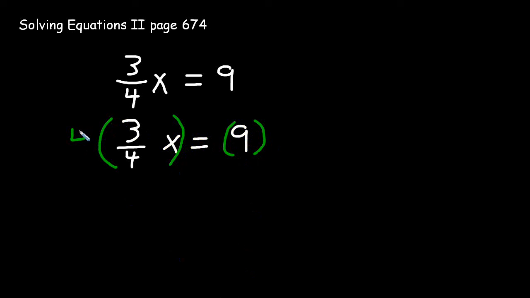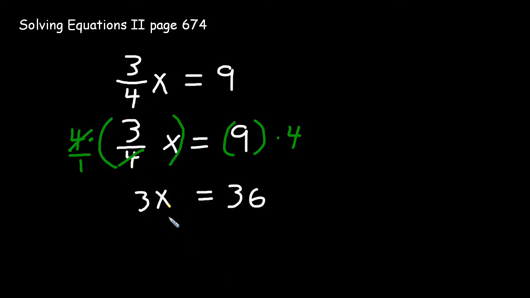So I'll put 4, I'll put a little dot for multiplication. And you can write any number over 1 here if you want to. So this is divided by 4. The opposite of dividing by 4 is to multiply by 4. And so when we multiply by 4, those 4's go away, and that leaves us with just 3x on the left side and 36 on the right side.